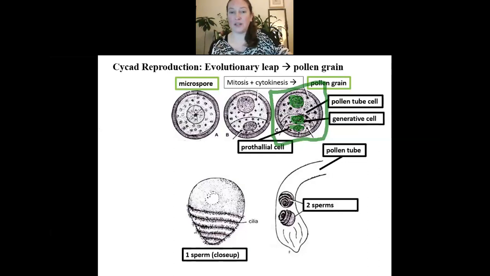When this whole structure lands on an ovule, the first thing that's going to happen is this pollen tube cell on the top is going to elongate and grow into a tube shape. And that tube is going to lead down to the ovule, or into the ovule rather, where the egg is. And the two sperm cells are going to therefore be able to swim down the pollen tube cell. So pollen grain has multiple parts. One of those parts is the pollen tube.